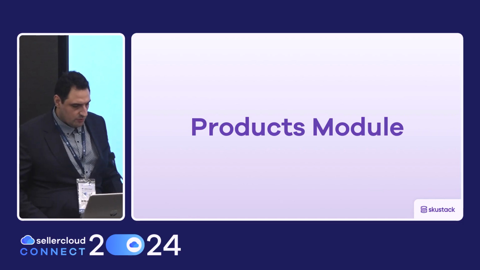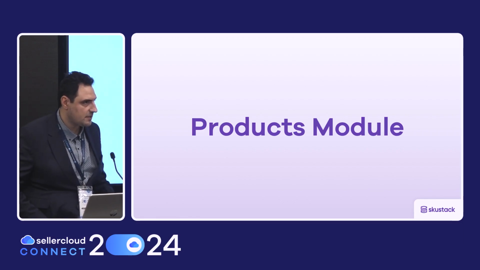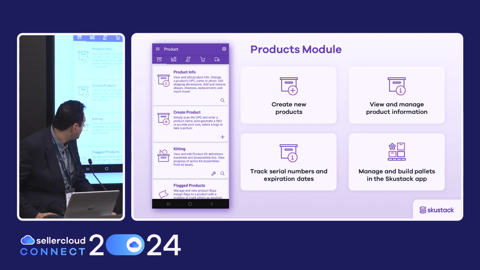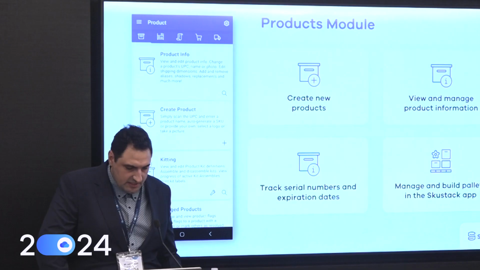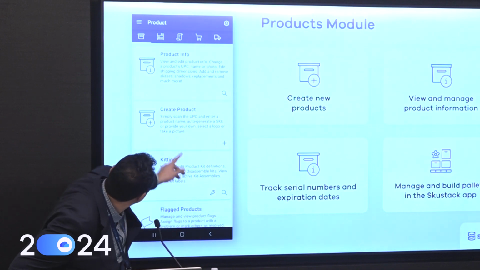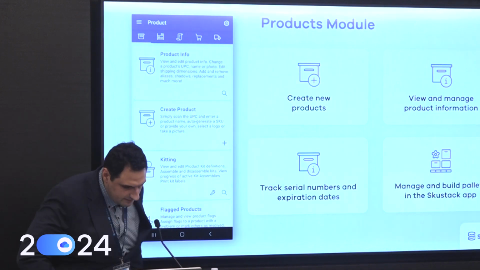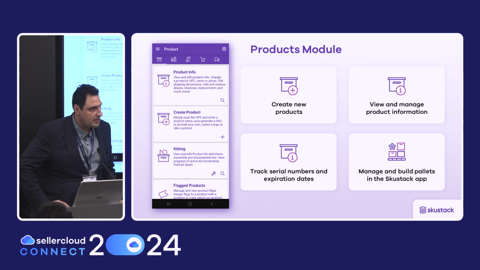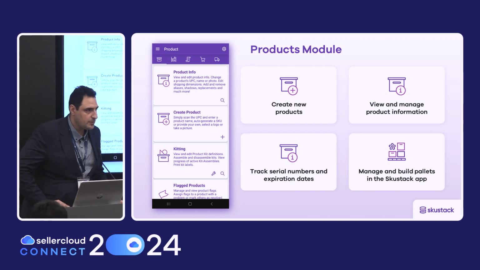The way that I'm going to go over this presentation is I'm going to glance over the various modules that we have within the app. The first one that I'm going to start with is the products module. Just to give you a brief overview, this is the icon that's currently selected here at the top left. Within this products module, you're able to search for any existing products. You can actually create new products on the fly. You can update product information like UPC, serial number, lot and expiry codes.